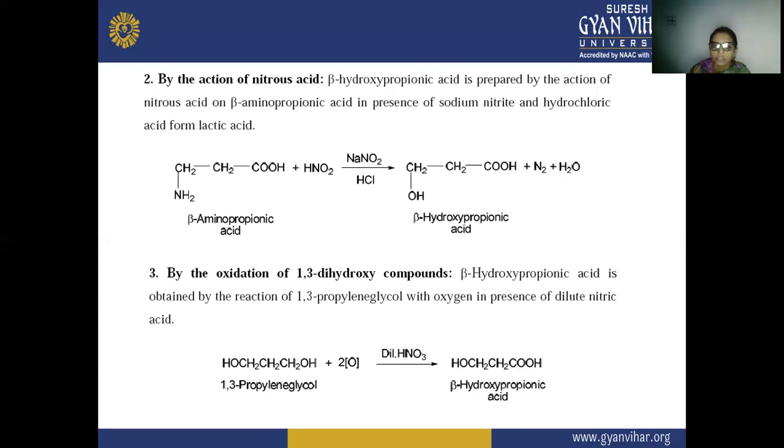So by the treatment with nitrous acid, nitrogen gas is evolved, and a water molecule is also formed here. As you can see here, this amino group is removed, and an OH group is attached in its place. There is an evolution of nitrogen gas, and H2O is formed here. This is the formation of lactic acid.